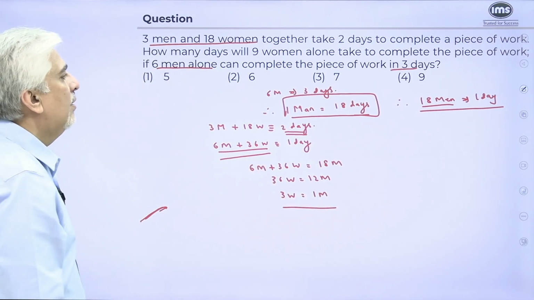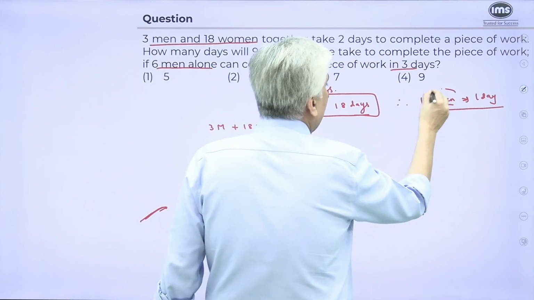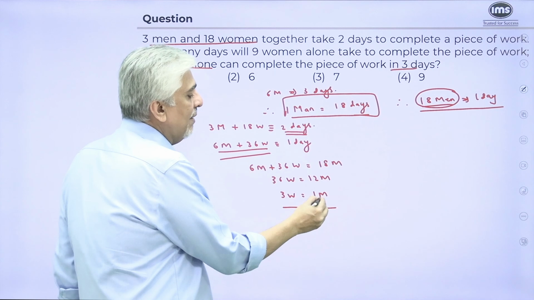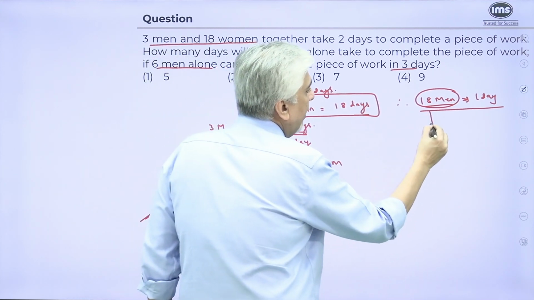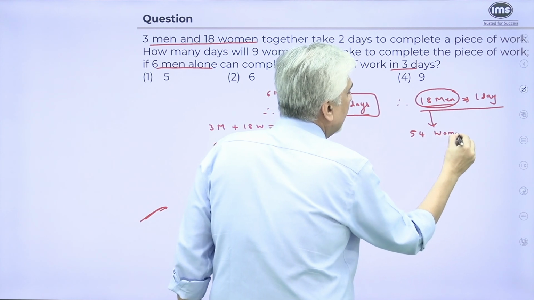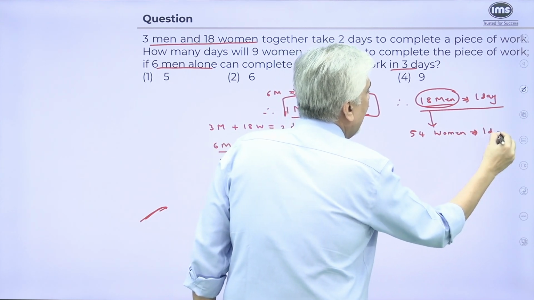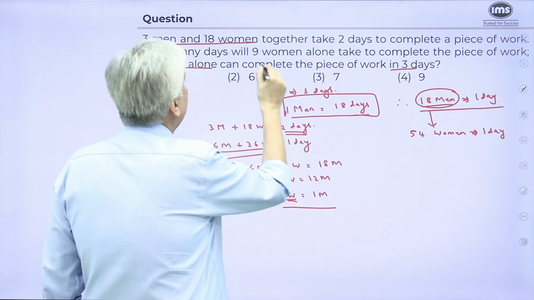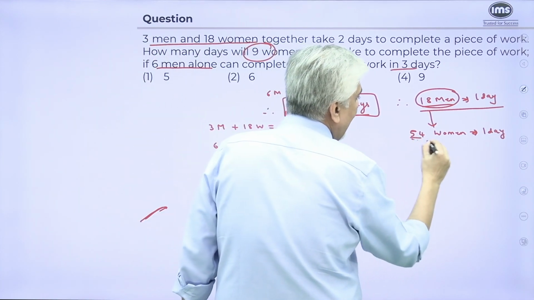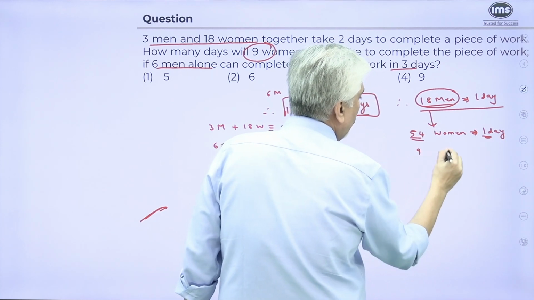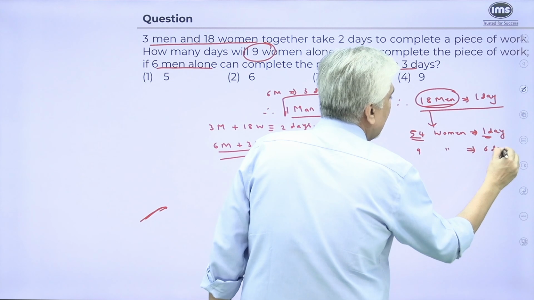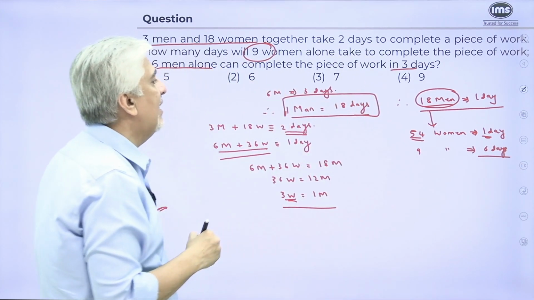Now, I know 18 men can do the work in one day. So if I have to replace one man with 3 women over here, I'll get 54 women can do the work in one day. But I have only 9 women to do the work. So divide by 9. Over here, if I divide, I'll have to multiply over here. So 9 women divided by 6, so here I'll have to multiply by 6. It will take 6 days. So 9 women will now take 6 days.